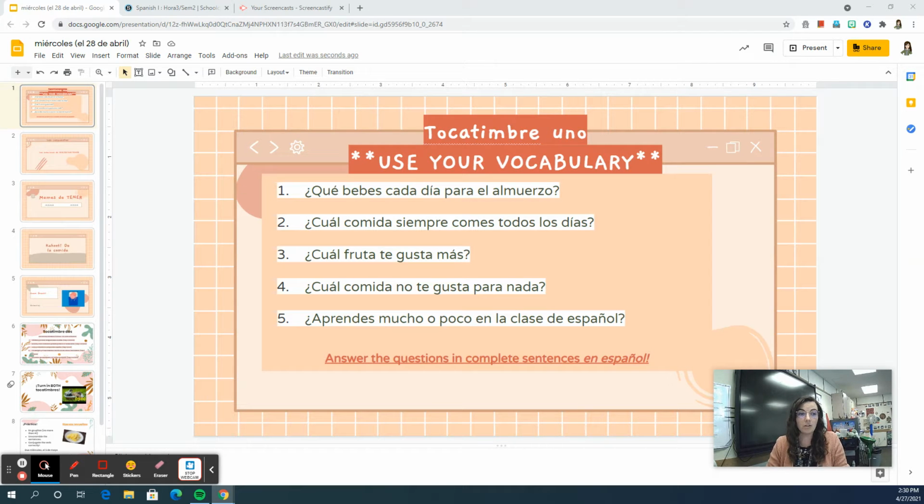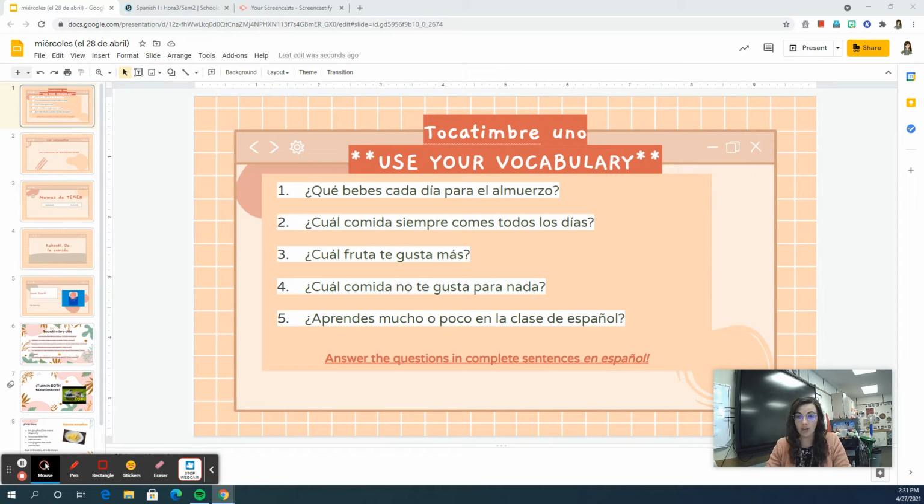This is for you if you were gone that day or if you just need an extra go through the instructions or the activities that we did that day. So we're going to start out, as always, with a toque timbre uno. Por favor, usan el vocabulario.